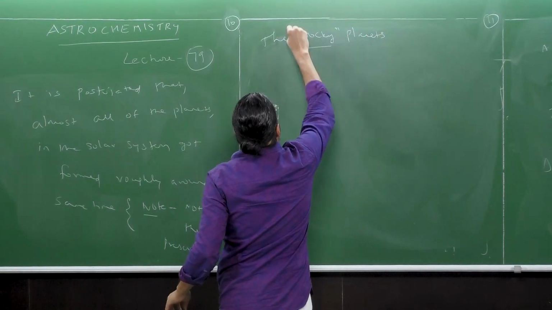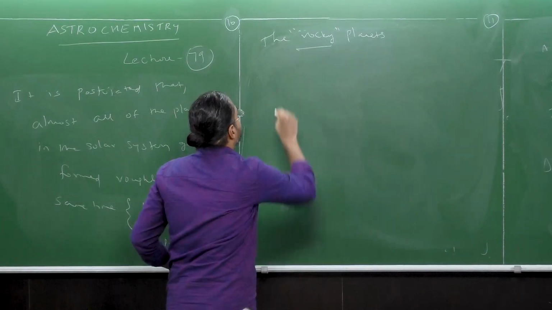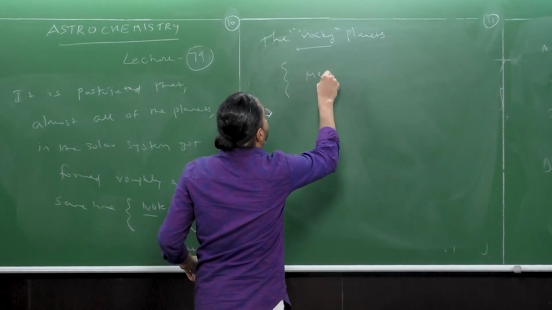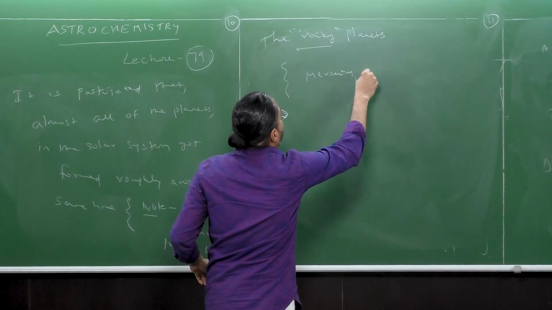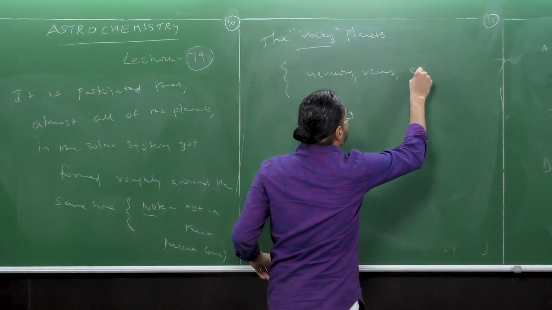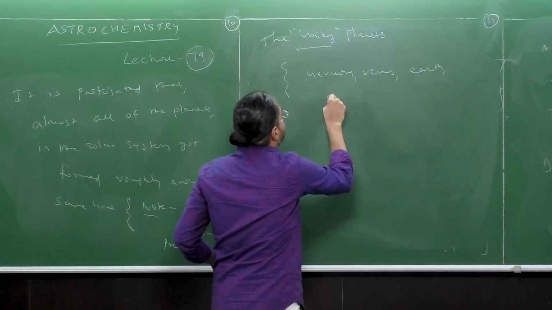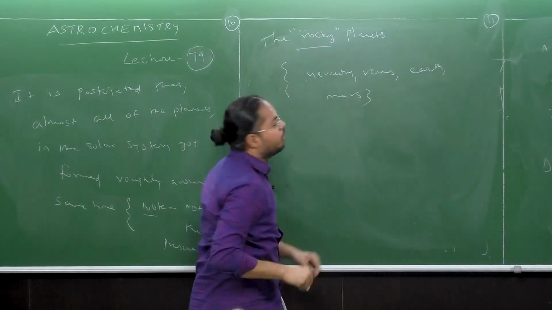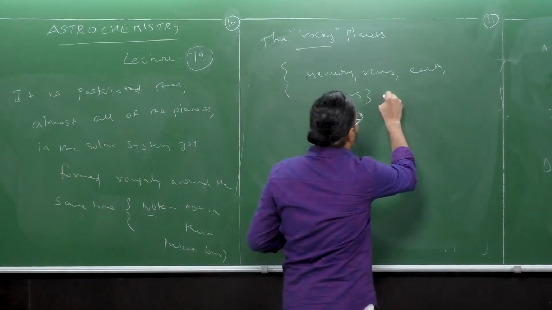rocky planets. Okay, now what are the rocky planets? I'm talking about Mercury, Venus, Earth, Mars. So they stay closer to the sun.